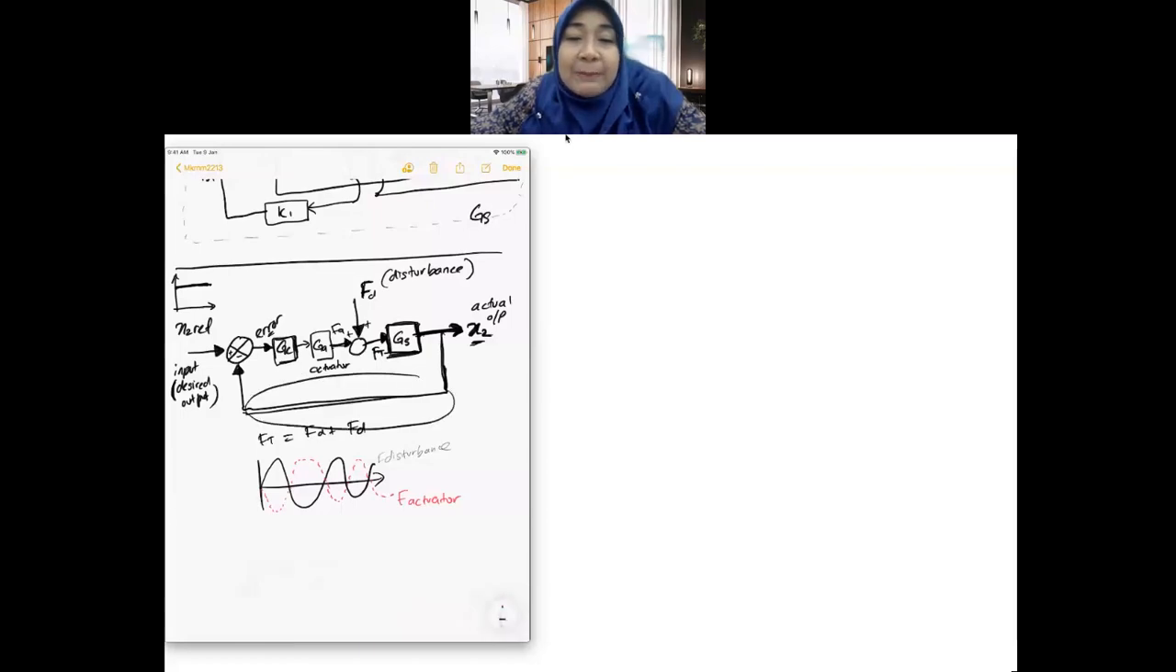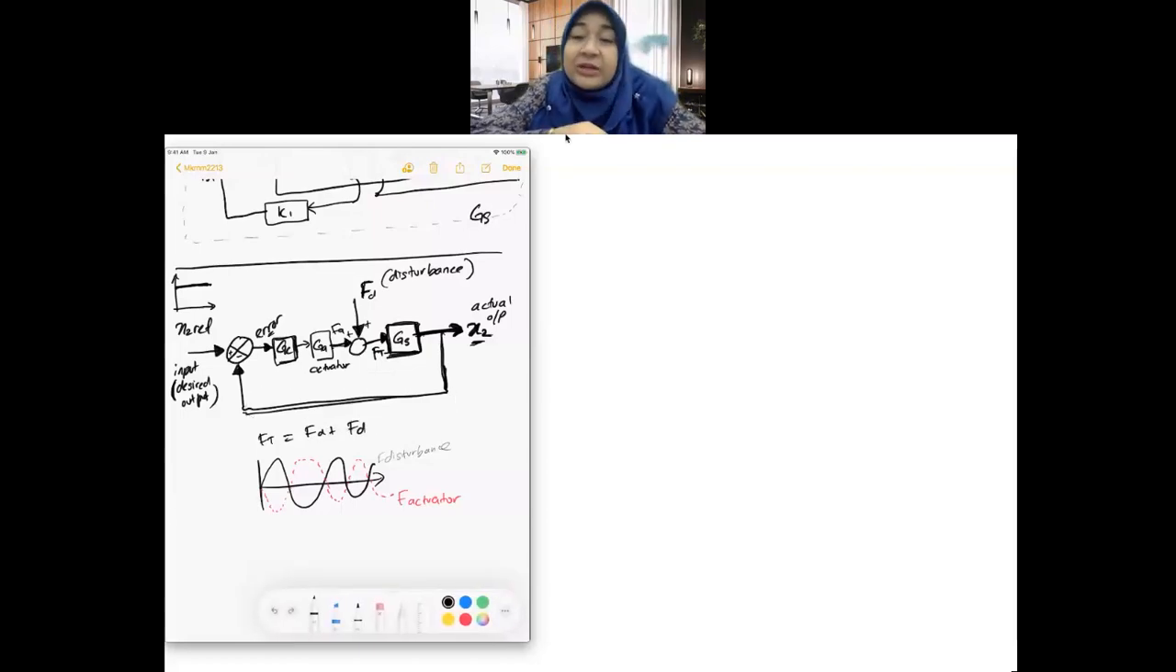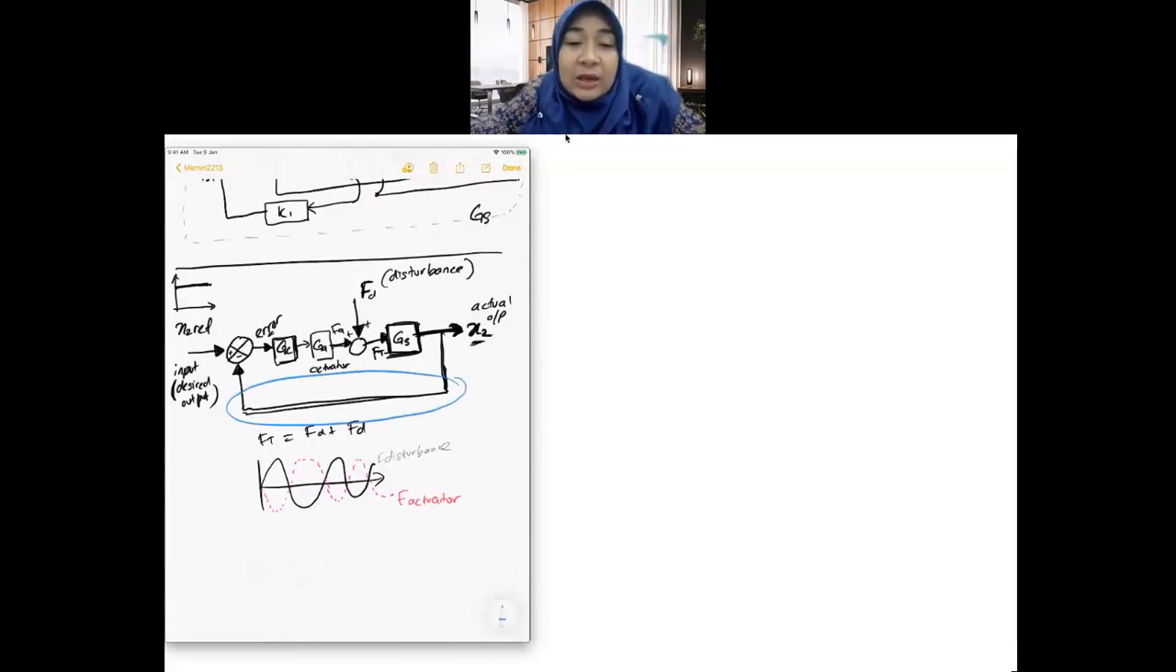I want to put it in blue color, I forgot to change the color. So yeah, here is where you put all your sensors, because of course you want to find out what is the actual vibration, or what is the actual X2 that you have, isn't it? So yeah, you put your sensors and all.